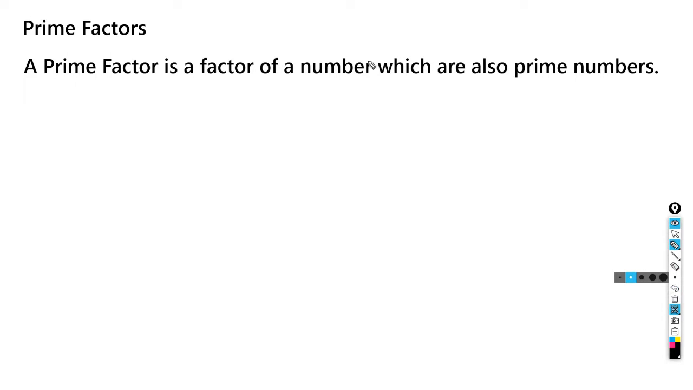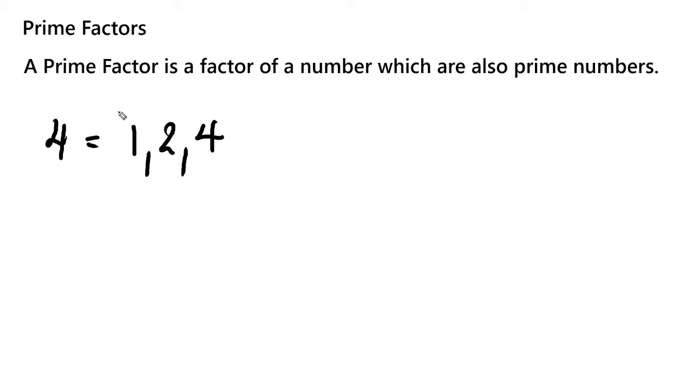All right, guys, so let's look at prime factors. A prime factor is a factor of a number which is also a prime number. This is really easy to understand. Let's look at 4, a good example. The factors of 4 are 1, 2, and 4. We've been seeing that for a while now. These are clearly the factors of 4. Now, out of these numbers, there's only one number that is prime.